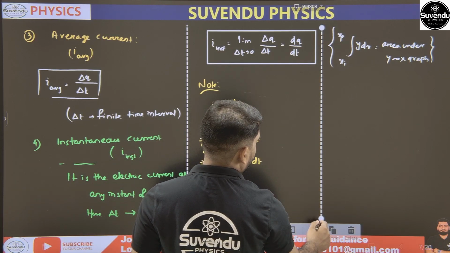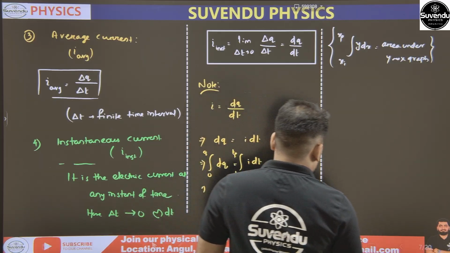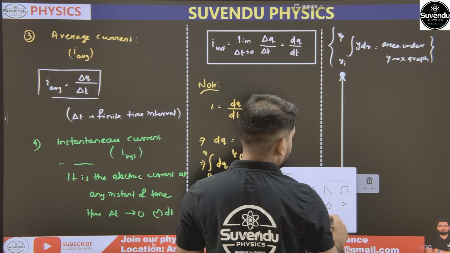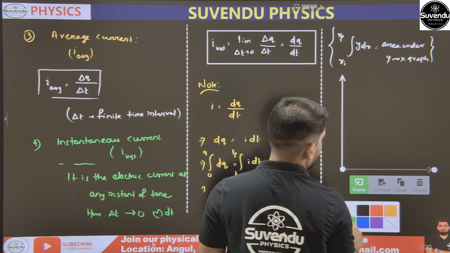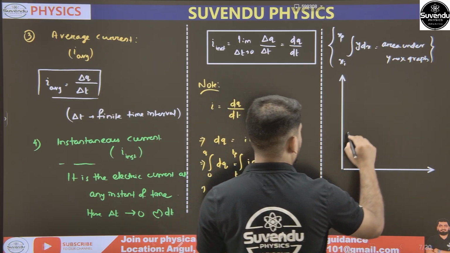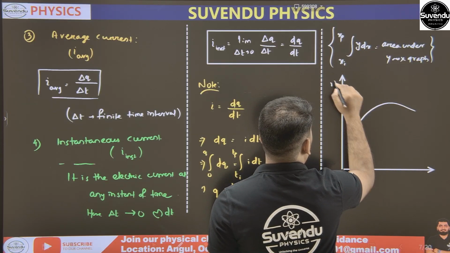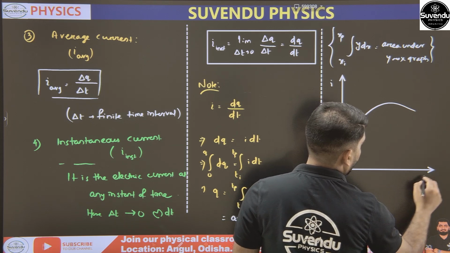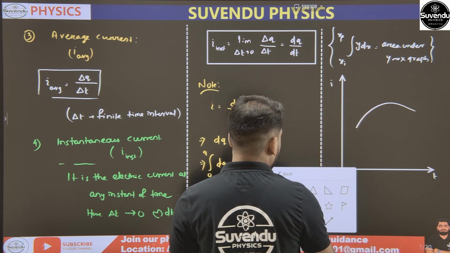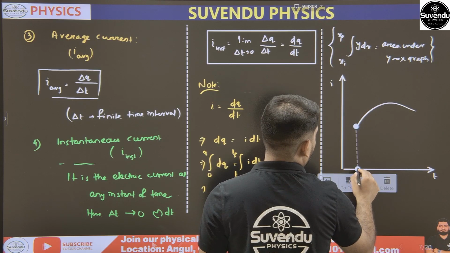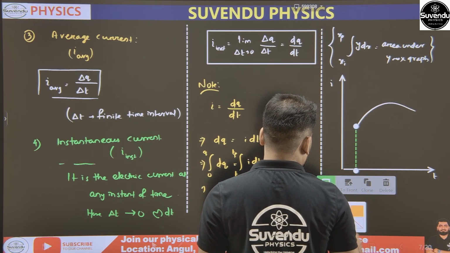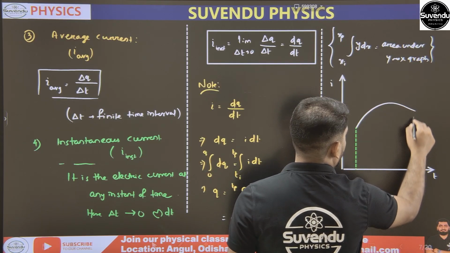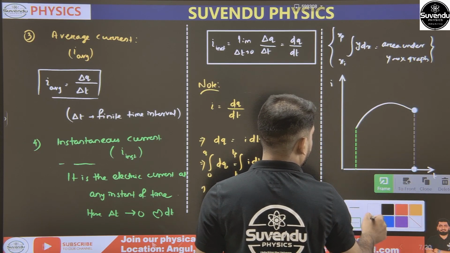Now see one thing in this case. If I draw a graph, suppose this is our I versus T curve, I versus T graph. So here the area under the graph means we have to consider this much area. Area under the graph means we have to think about this area. Clear?